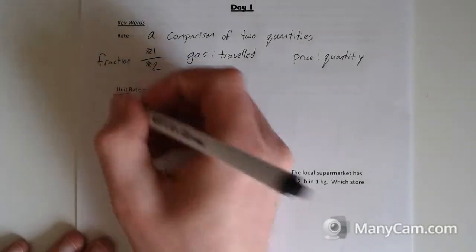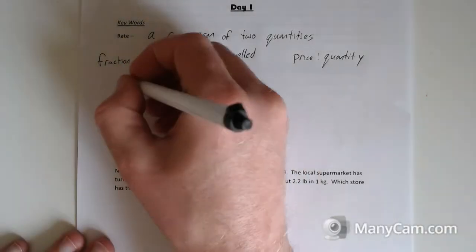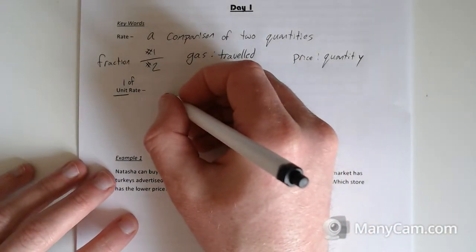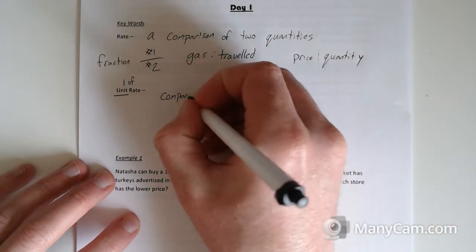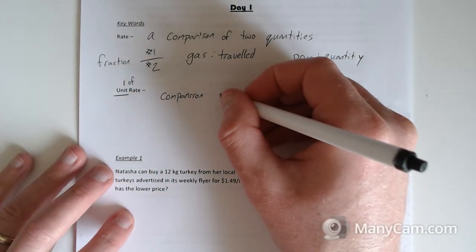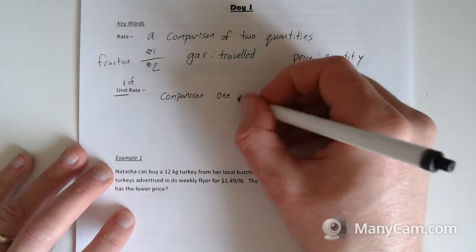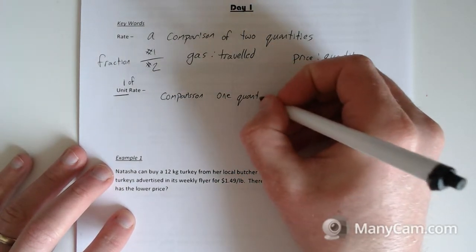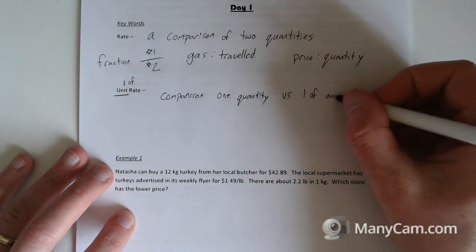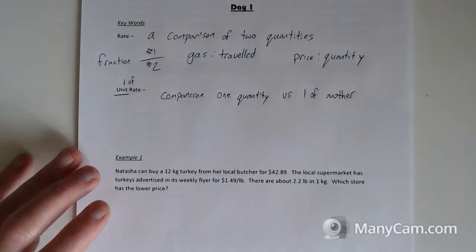A unit rate. A unit means one of. So a unit rate is a rate, the comparison of one thing to another thing, where one of those things is just one. So basically, comparison, one quantity versus one of another is kind of what you do.